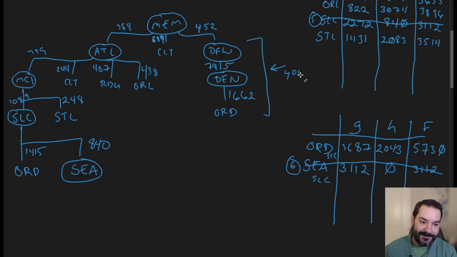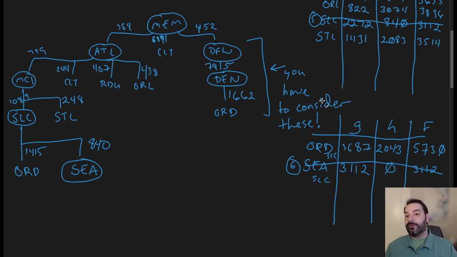But this is the kind of thing where you have to consider these. Right? We thought that going Dallas-Fort Worth to Denver to O'Hare, you know, Chicago, would have been the cheaper way because that was where we started.